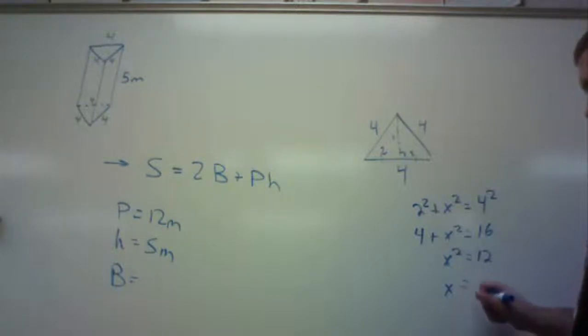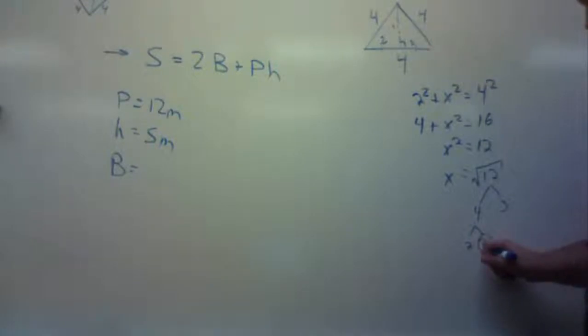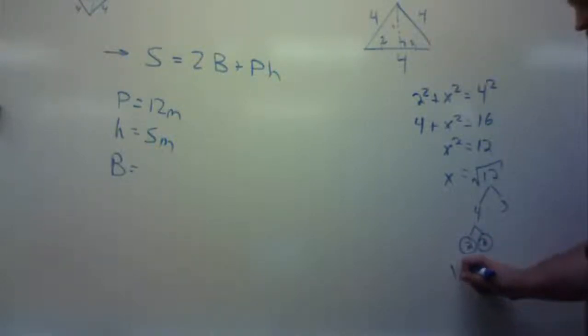x equals the square root of 12, which I'm going to put in simplest radical form. Factor tree, I get 4 and 3. Factor 4, I get 2 and 2. There's a pair of them, so I pull them out. So x equals 2 square root of 3.